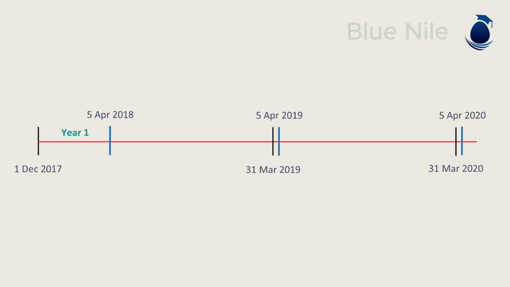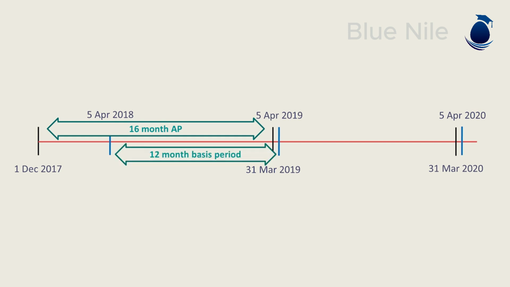Question 1. Is there an accounting period ending in the tax year? On our timeline, we can see the black line marked 31st of March 2019, so yes, there is an accounting period. Question 2. How long is the accounting period? Here it is a 16-month accounting period, so from our rules, the basis period is the 12 months to the end of that accounting period.